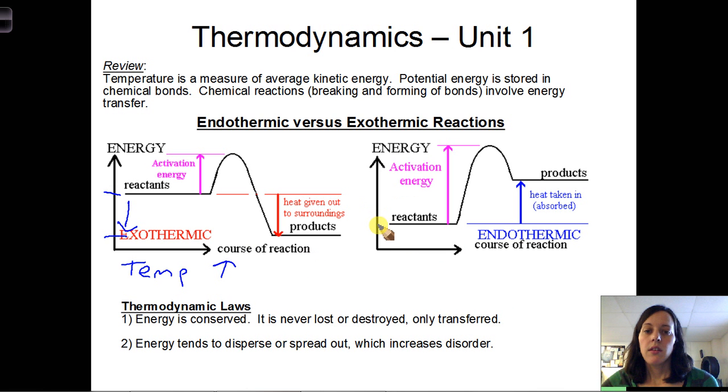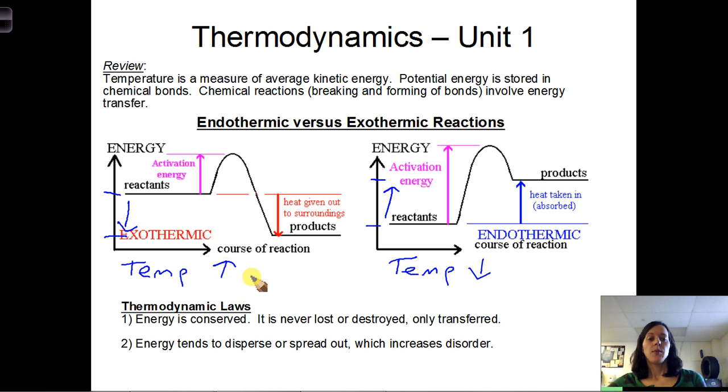Vice versa, over in this graph we have some reactants that start out here, and then at the end of the reaction the products are up here. So the overall reaction has more energy now than it did when it started out with. So to see this, we would expect the temperature to go down. The actual solution would get colder, and we'd call that an endothermic reaction.